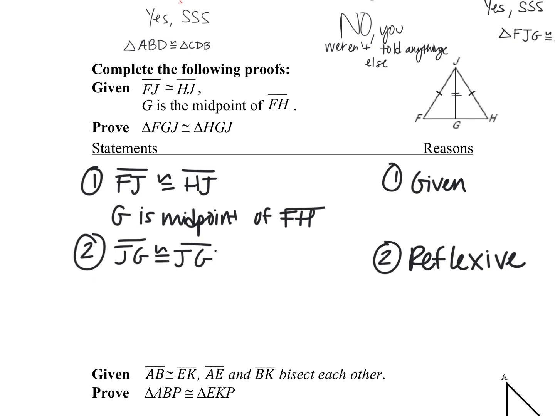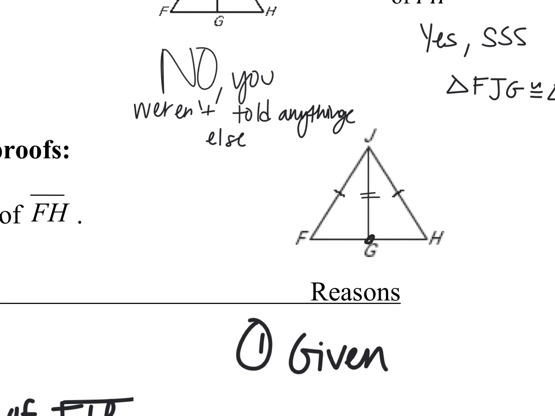G is a midpoint. It would help if I use a highlighter. If you have a midpoint, look at your cheat sheet. If I'm told that something is a midpoint, then I know that it's cutting a side in half. So G is a midpoint. That means that these two at the bottom should be the same. So mark it right away so you can actually see it. Mark it, then say it.